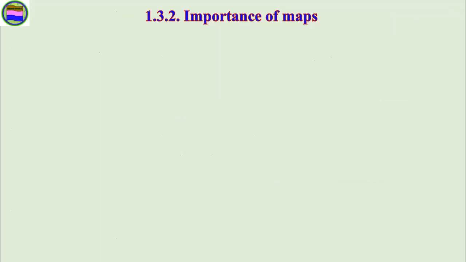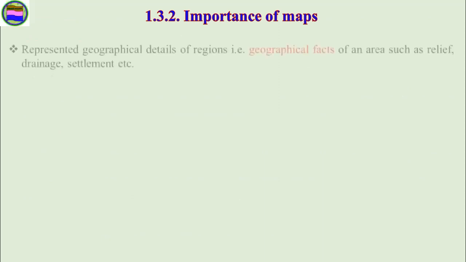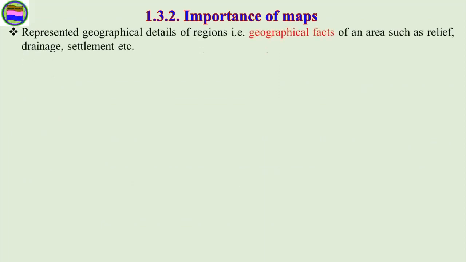So the other concept is the importance of maps. Yes, a map is important for different purposes. First, representing geographical details of a region, that is, geographical factors of an area, such as relief, drainage, and settlement. Whatever different types of geographical factors or landforms are there, we can represent those features on the map. This is one important point.